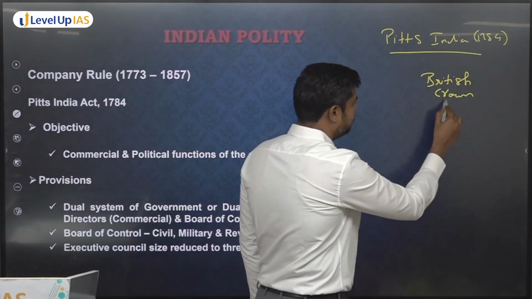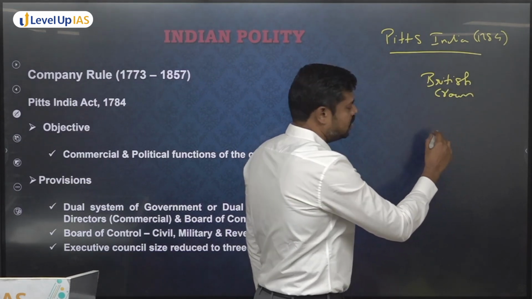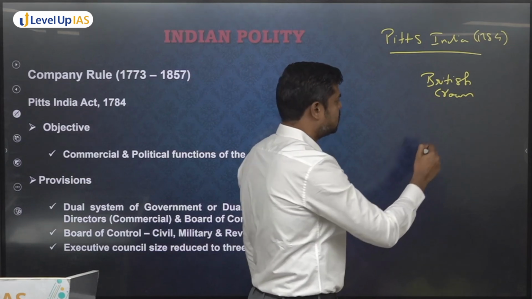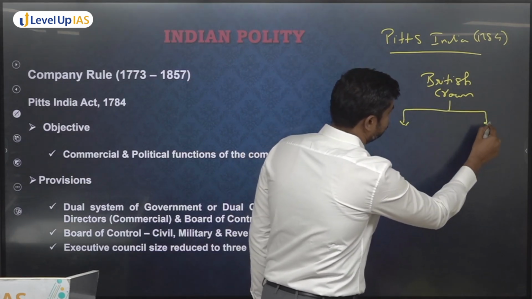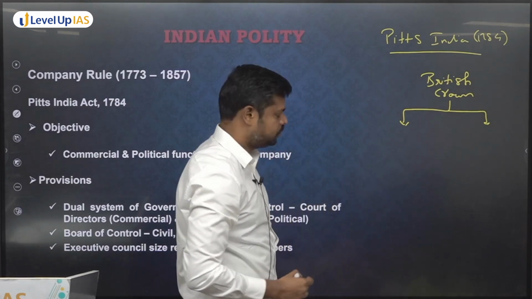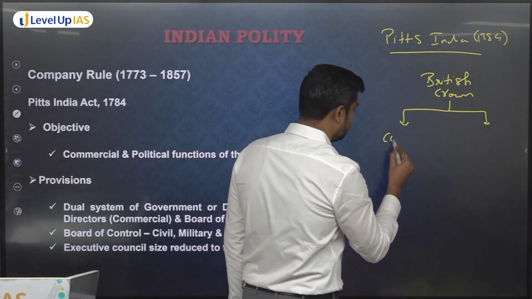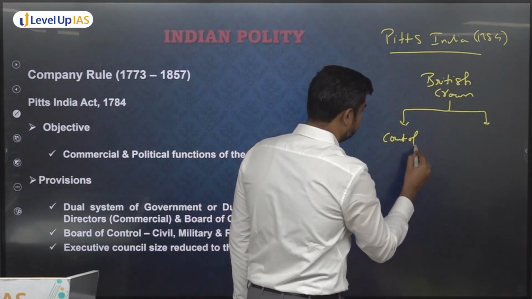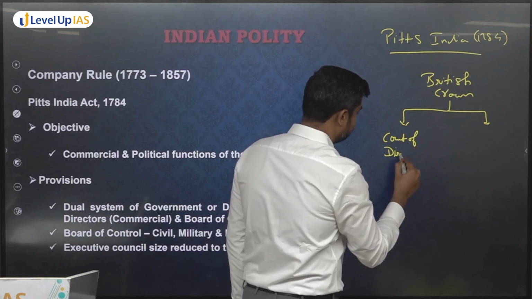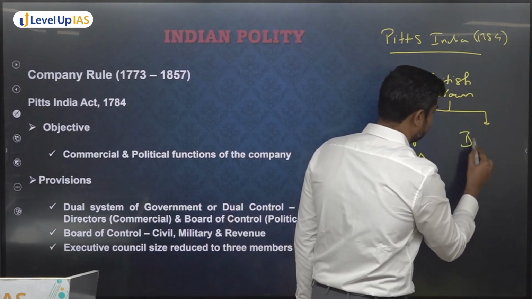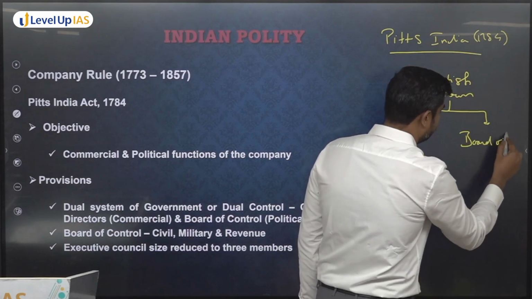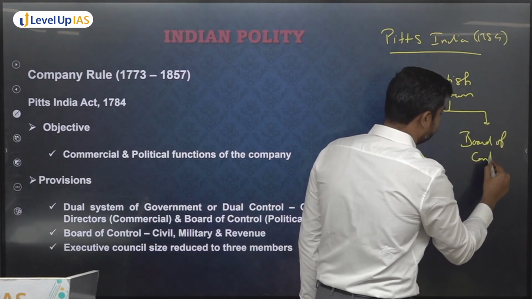The British Crown, but before the British Crown, there was only the court of directors. So instead of only the court of directors, they created two authorities under the British Crown. One is the court of directors, another is what is called the board of control. Very, very important.